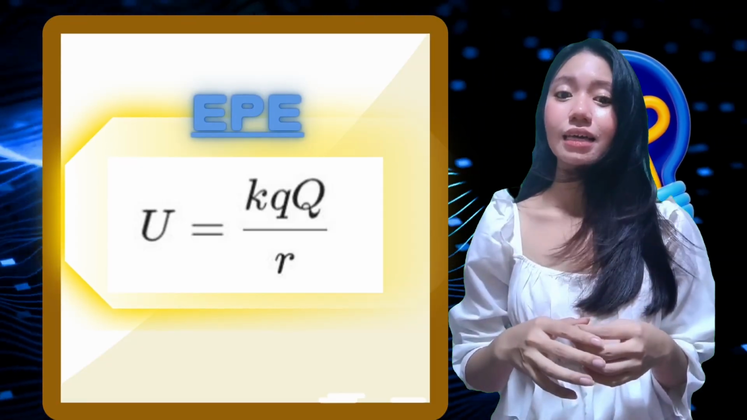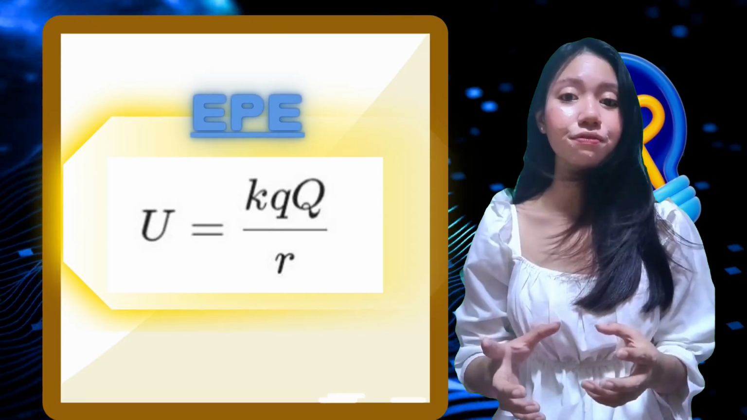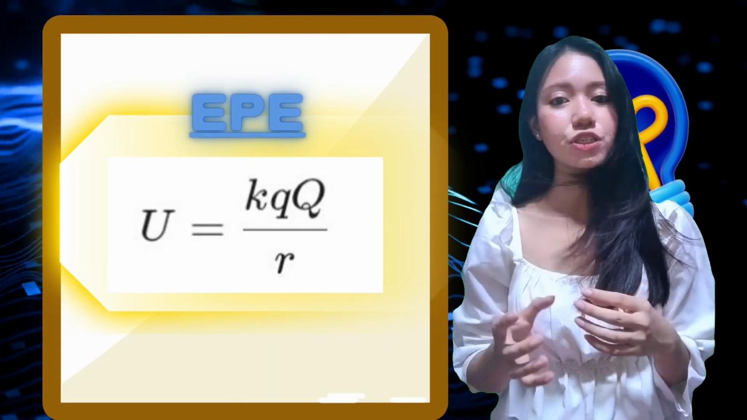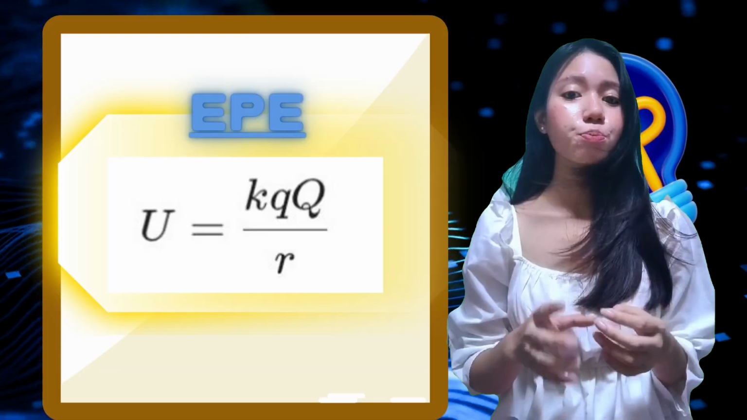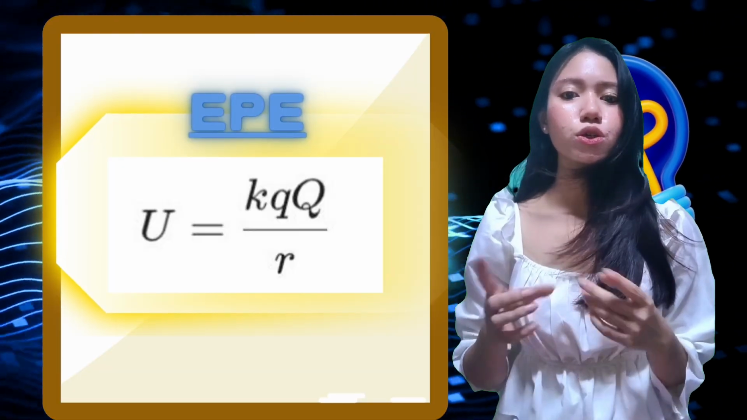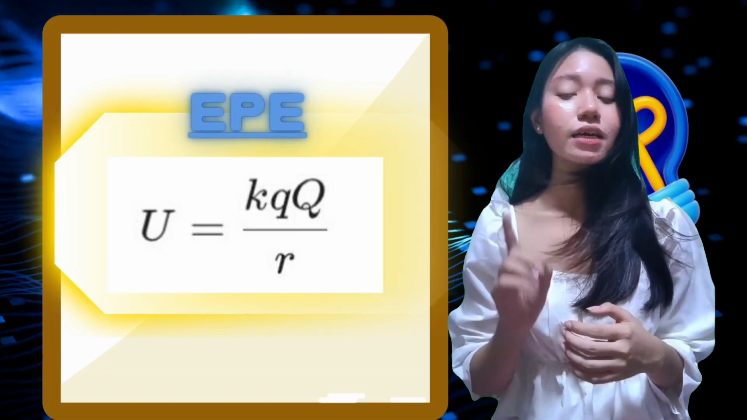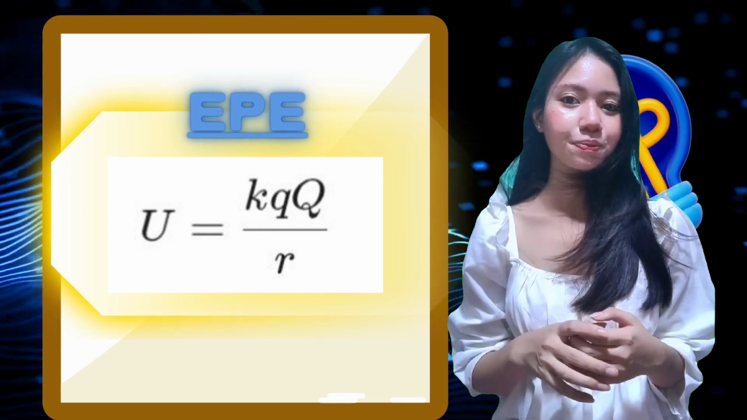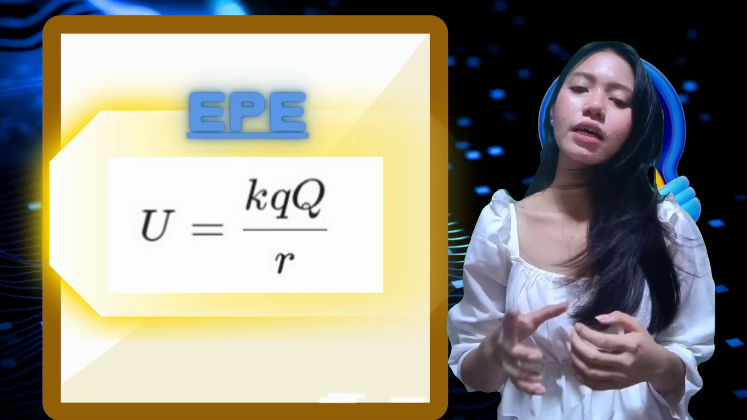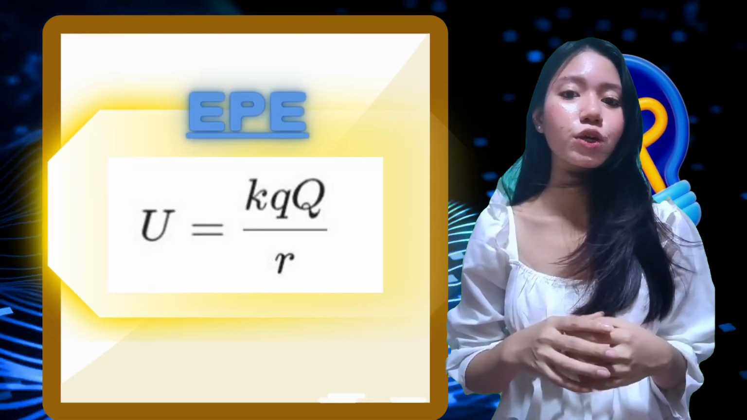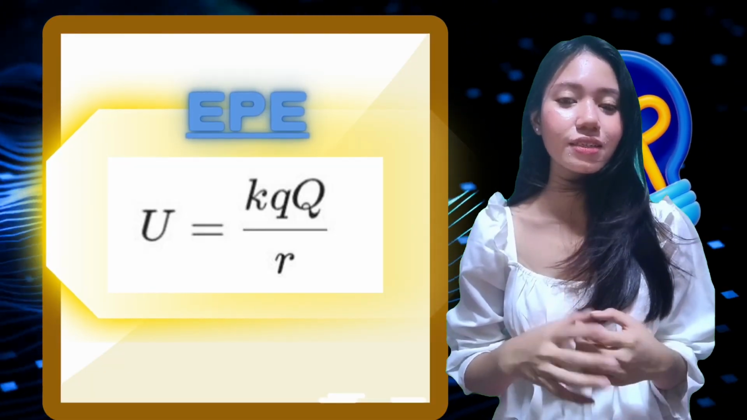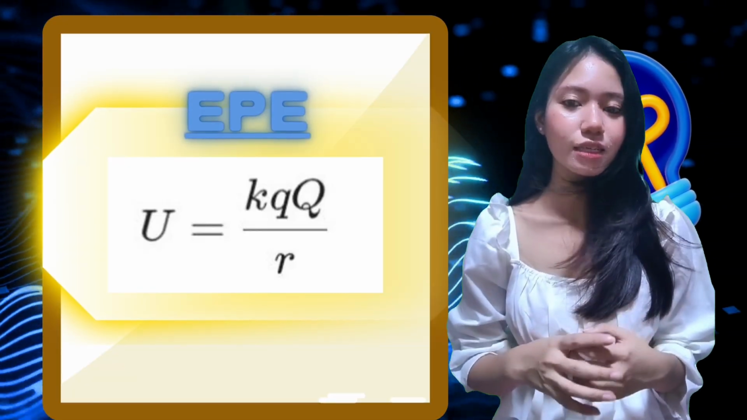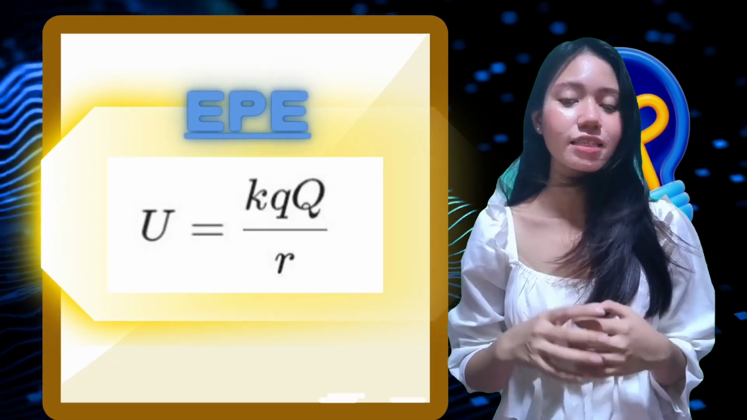This formula tells us something very intuitive about how charges interact. If the charges have the same sign, both positive or both negative, U is positive, meaning it takes external work to push them together. However, if they have opposite signs, U is negative. This indicates that they naturally want to be together and the system releases energy as they get closer.